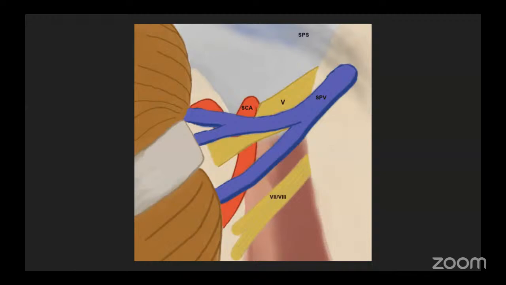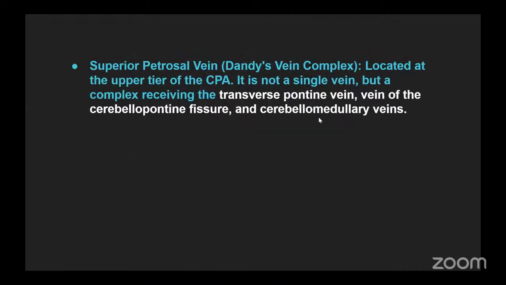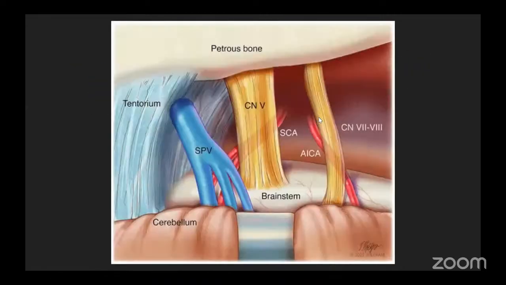The Dandy's vein, or the superior petrosal vein, is near the 5th nerve. Because it's near the 5th nerve, it's at the superior end of our operative field while we are doing the retrosigmoid approach near the tentorium, right? So we have 3 veins. We have the transverse pontine vein, the CP fissure vein, and the cerebellomedullary veins.